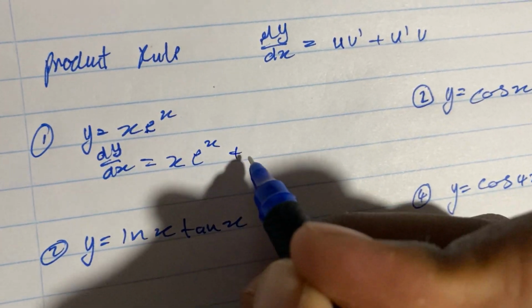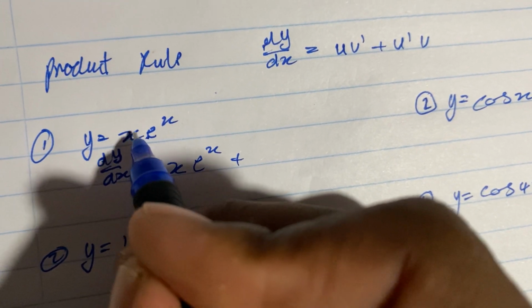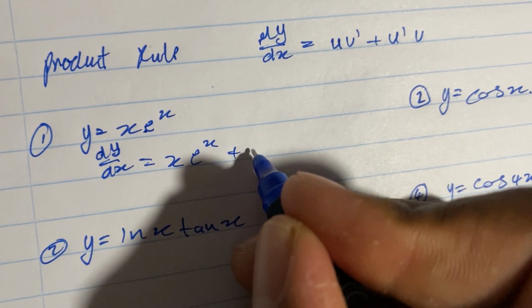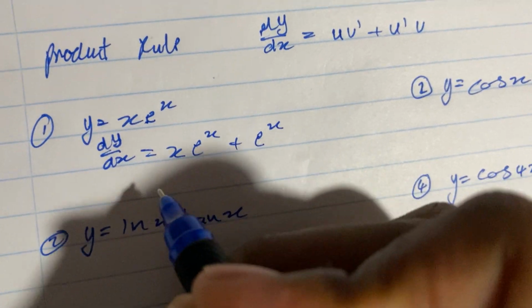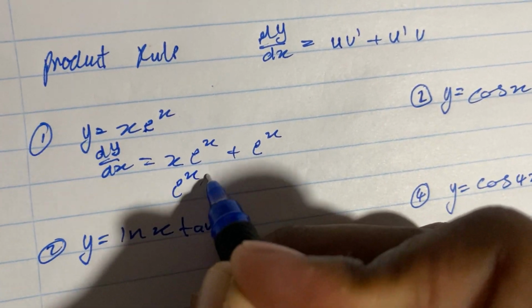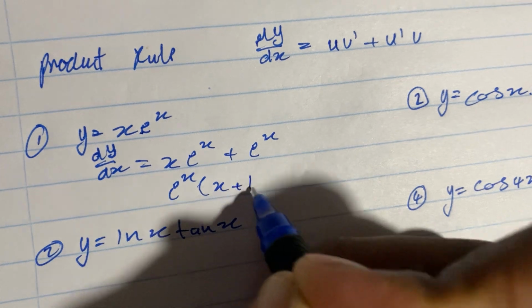And then this is plus the derivative of u, which is just 1, times that one, which is just e to the power of x. If you simplify it, it gives you e to the power of x plus 1.